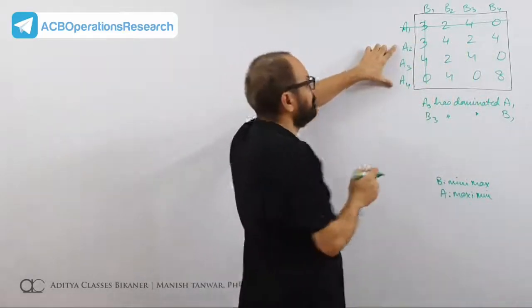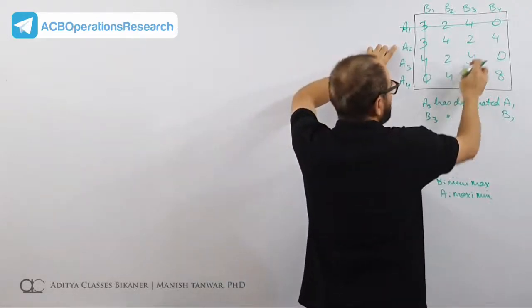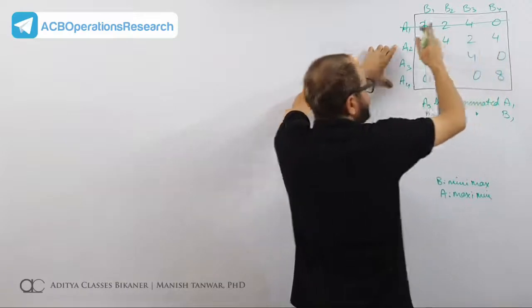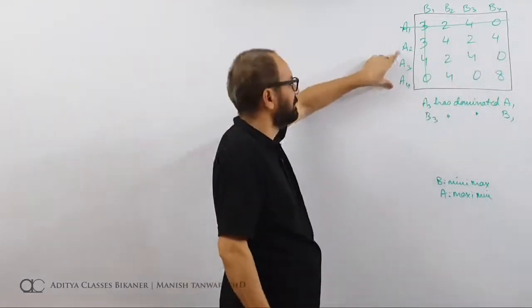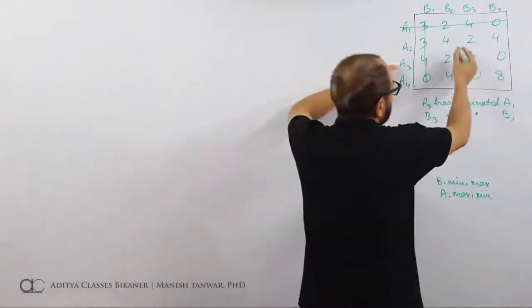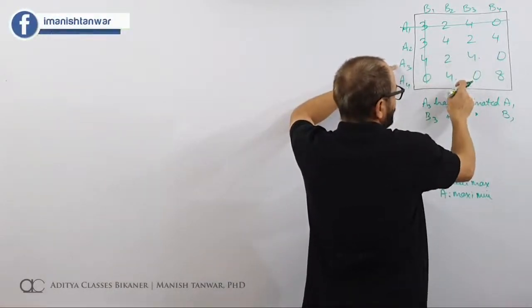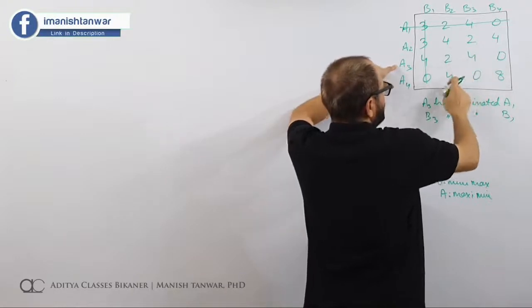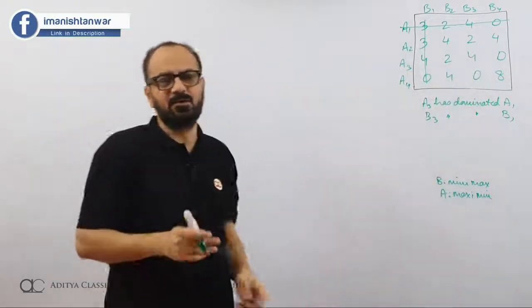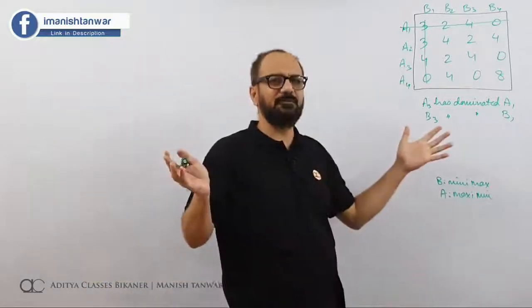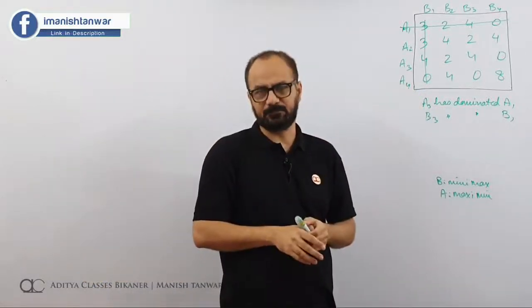Let me compare A2, A4. 4, I could go either ways. 2, 0, I'm sticking with 2. 4, 8, I'm sticking with 8. So A2, A4, again there is no dominance. What about A3, A4? This 4 and this 4. A3, A4. 4 is better. 4, 0, 4 is better. So in A3, A4 also there are no dominances. So as far as pure dominance is concerned, the 4 by 4 game has come down to 3 by 3.